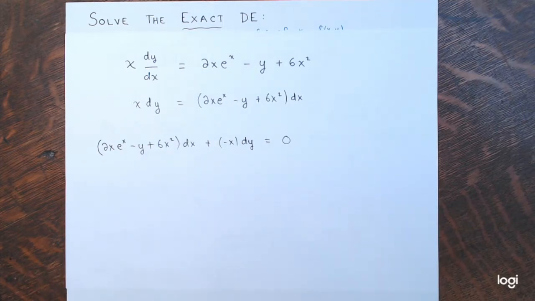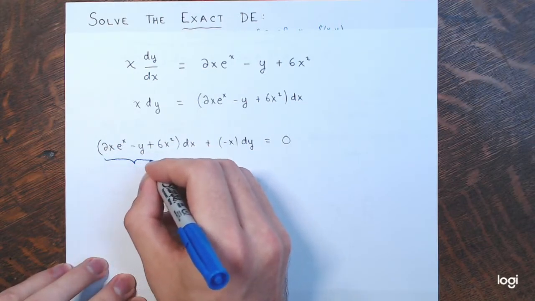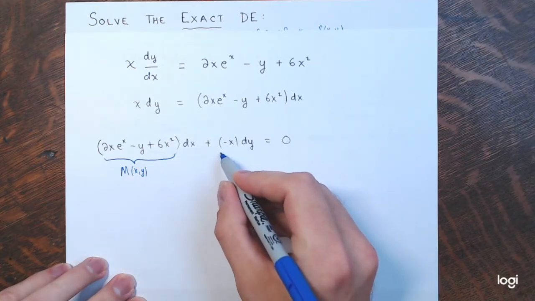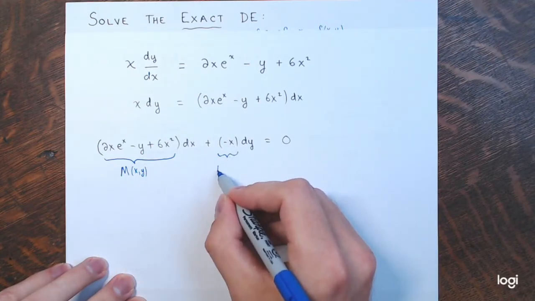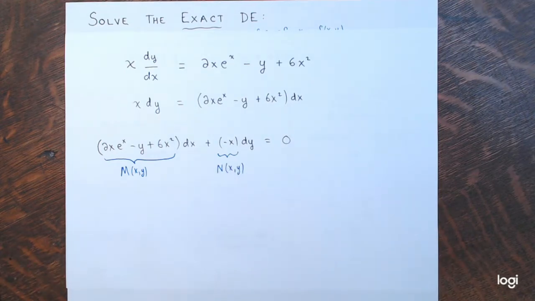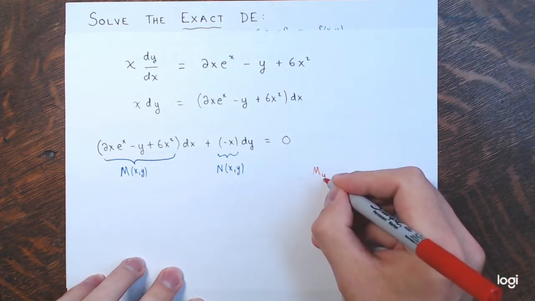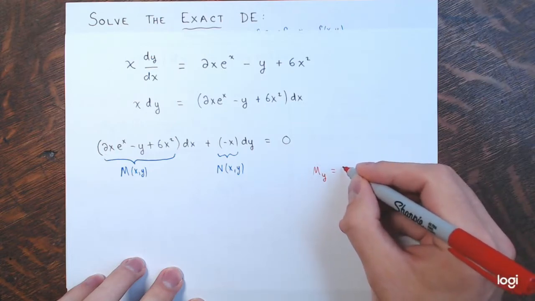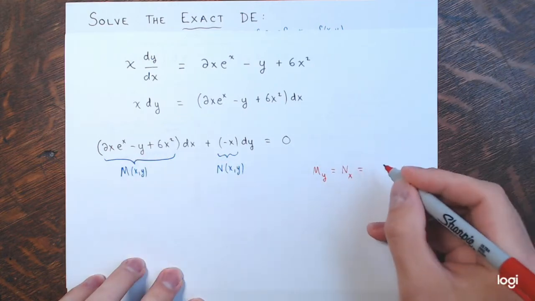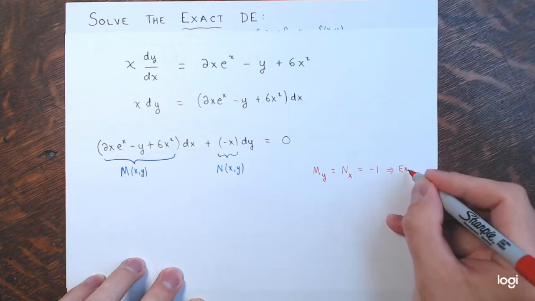And this 2x e to the x minus y plus 6x squared, that'll be that function M of xy that I've talked about. This negative x is the N, and hopefully you can easily see that this is an exact equation, right? That the partial of N with respect to y is the same as the partial of N with respect to x, and both of those are -1. So that means that this is indeed an exact equation.